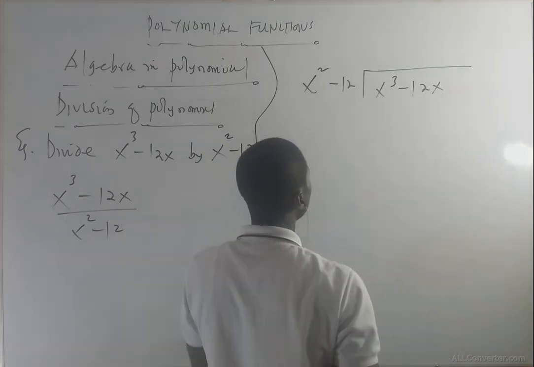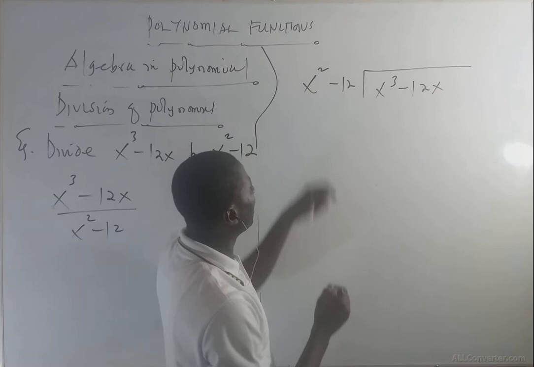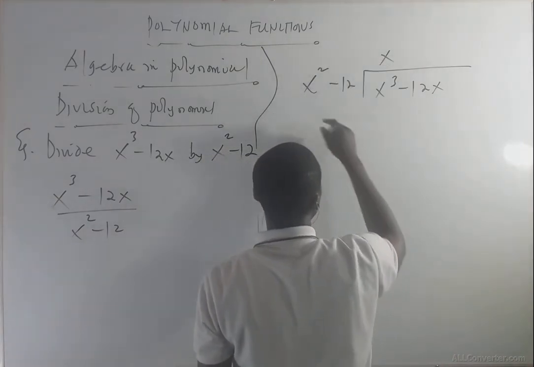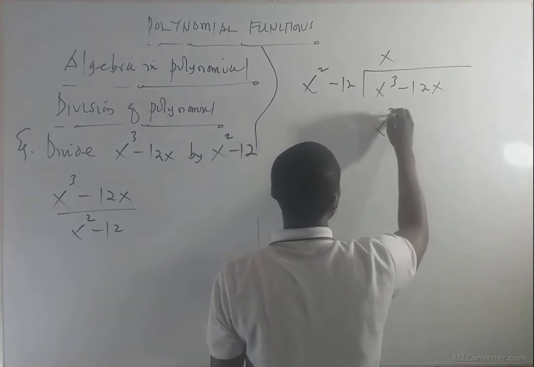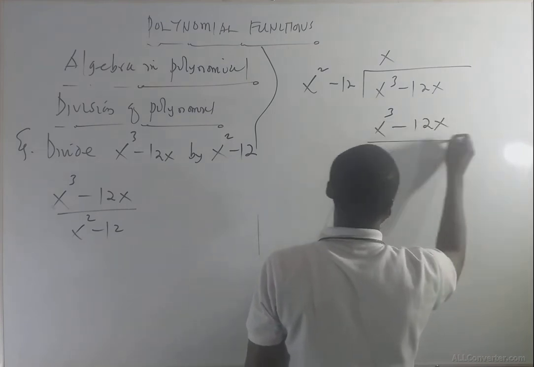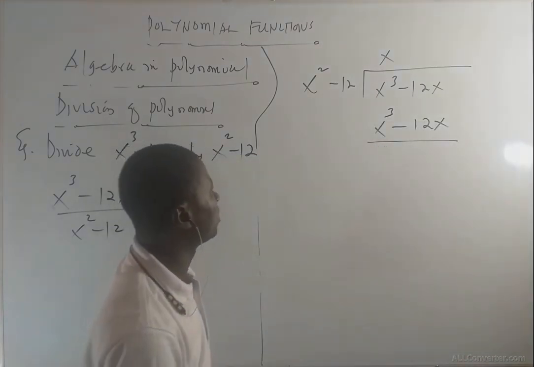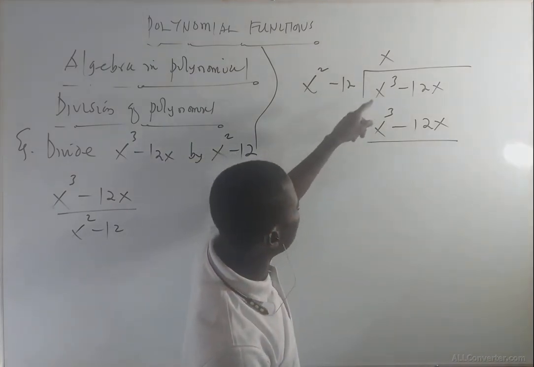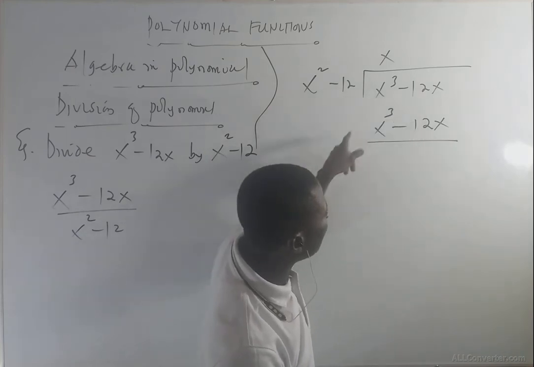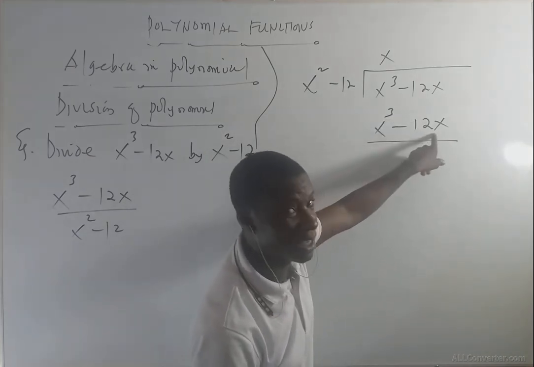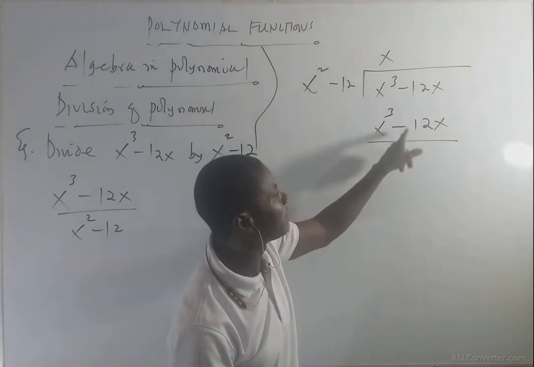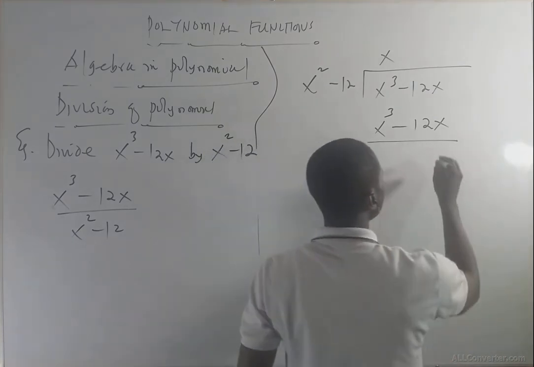Okay, so we have x cubed divided by x squared, and that will give us x. Then we have x times x squared, and that will give us x cubed. Then we have x times minus 12, and that will give us minus 12x. Then we underline, so you know where your bracket and the minus is. So we have x cubed minus x cubed, and this is gone. Then we have minus 12x minus 12x, which is minus 12x plus 12x, and that will also give us 0.